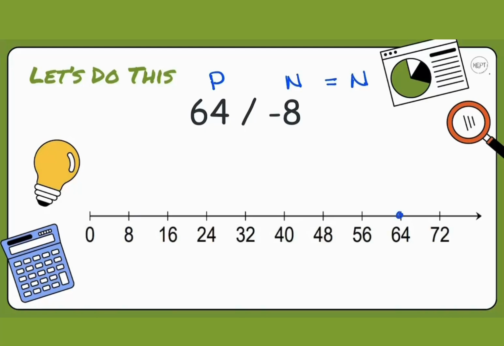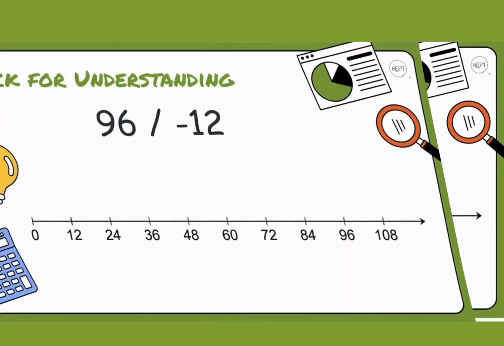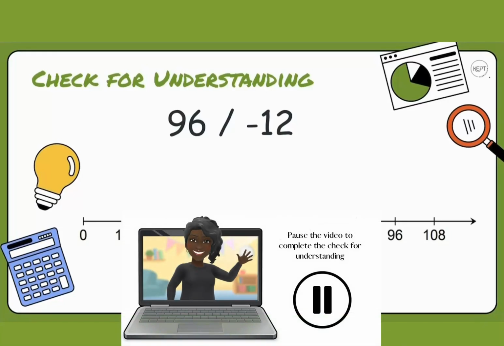So we start here at 64. We're going to jump 8 spaces once, twice, 3 times, 4 times, 5 times, 6 times, 7 times, 8 times. Exactly right. So we have a positive divided by a negative. That means our answer is going to be negative 8 because it took us 8 jumps to get back to 0. Go ahead and pause the video and let's see if you can work this one out.